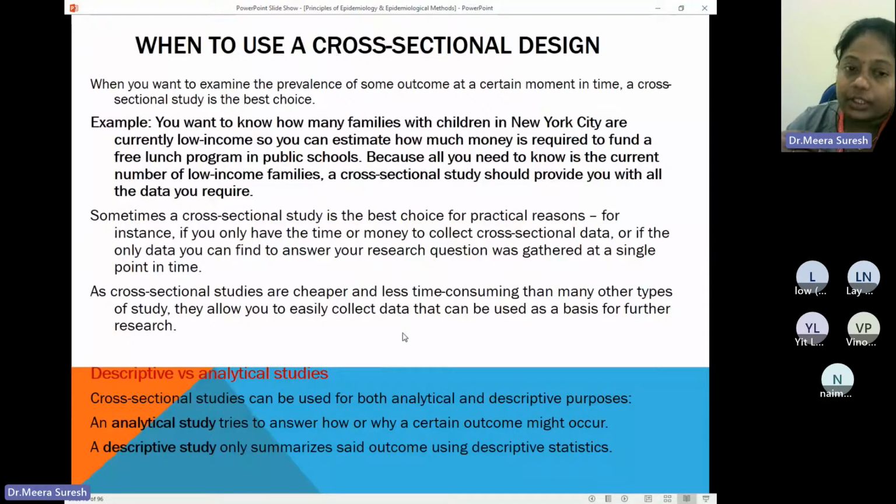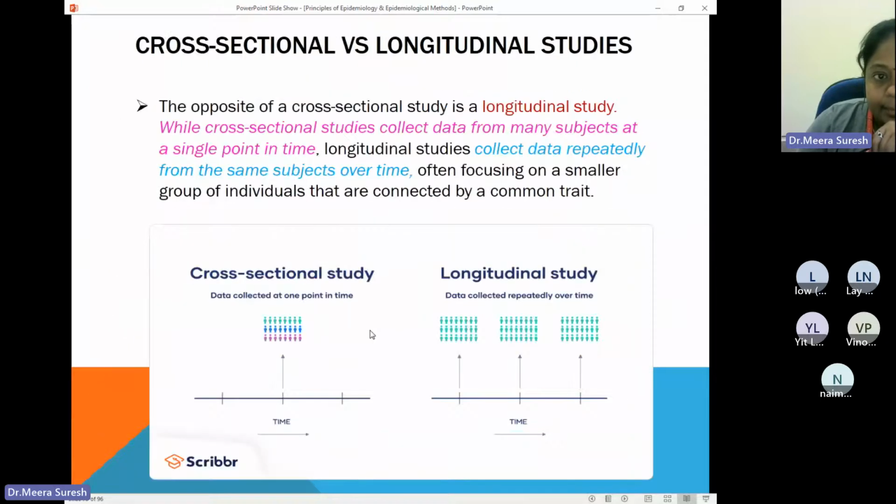And in most PhDs, they will be doing a cross-sectional study, where it is mentioned that a survey was done. If a survey was done, it indicates a cross-sectional design. So cross-sectional studies are cheaper and less time consuming because we get the data in very little time.